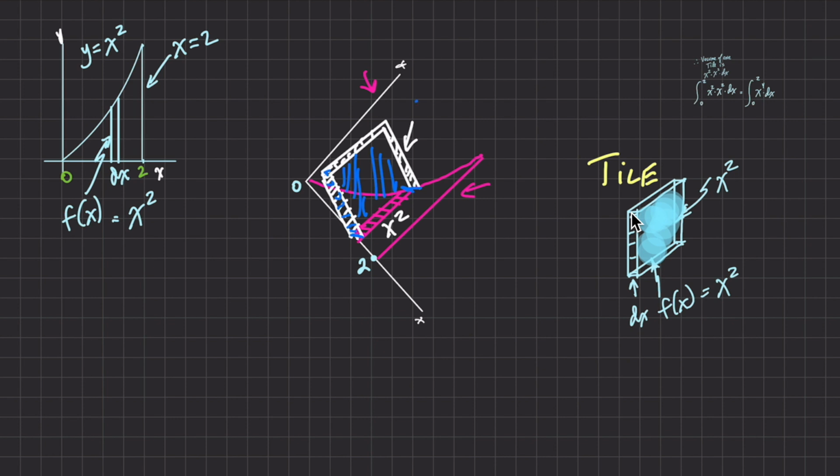So if we can get the volume of this one tile, then we can do a summation in the form of integration to get the volume of the entire solid figure. Okay, so how do we get the area of that face? Well, it's just the length times the width. And because this is a square, they are both x squared.